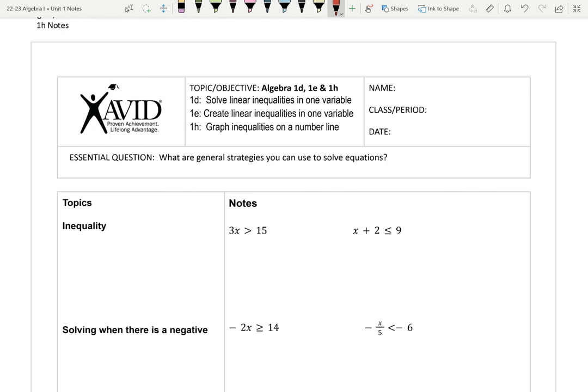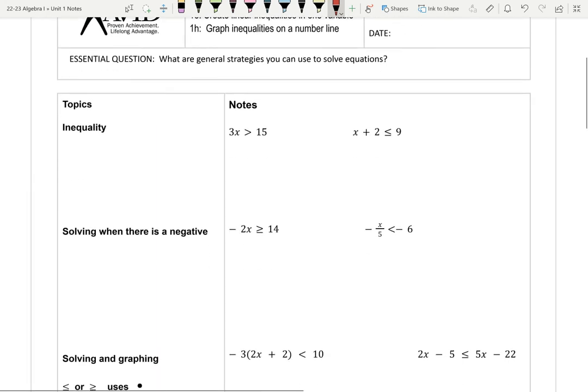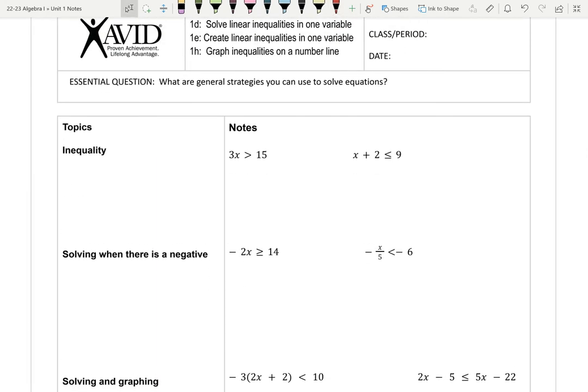All right, this next topic of notes covers 3 learning targets, and it's all about inequalities. So the first thing I'm going to have is just starting with a basic inequality, and we use our less than and greater than symbols, or the or equal to symbols. So you solve inequalities just like you solve an equation.